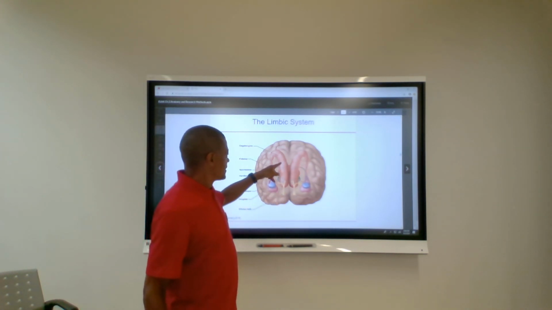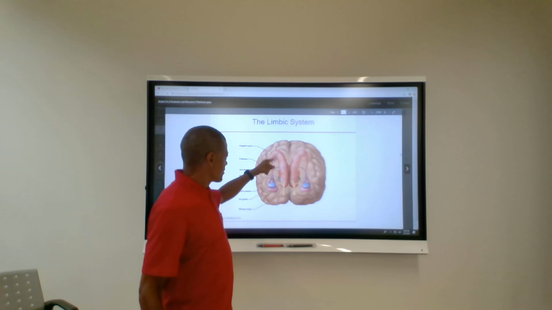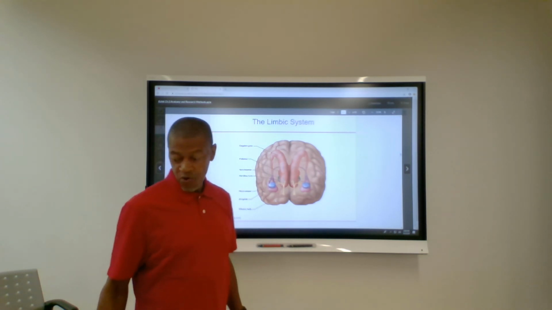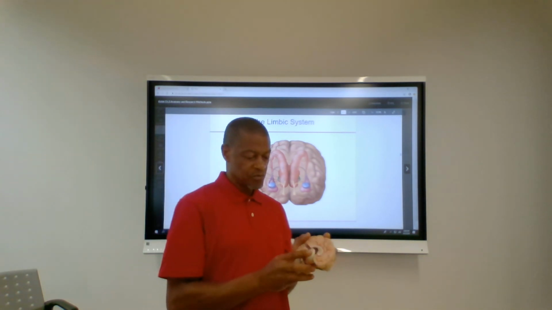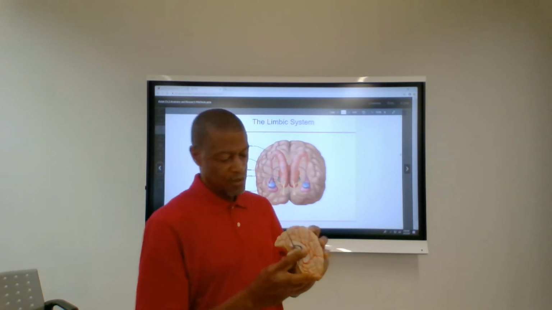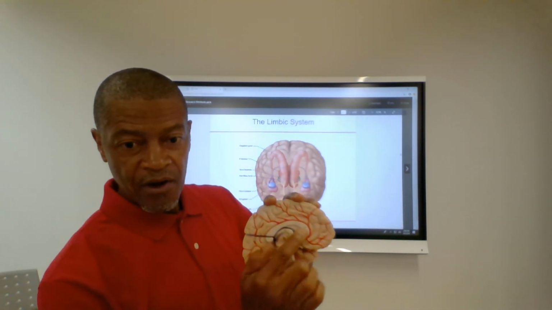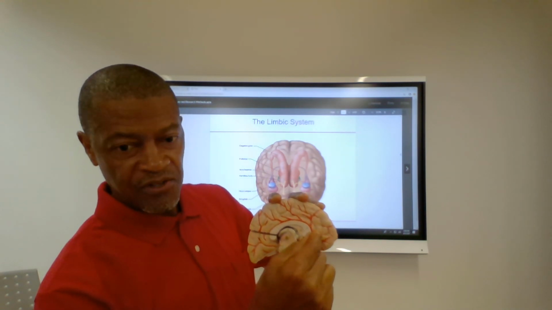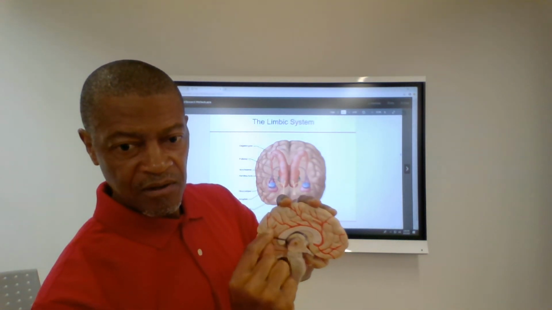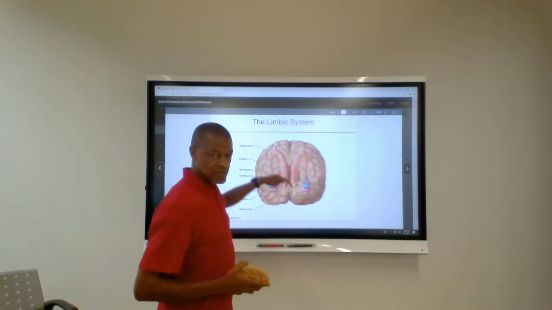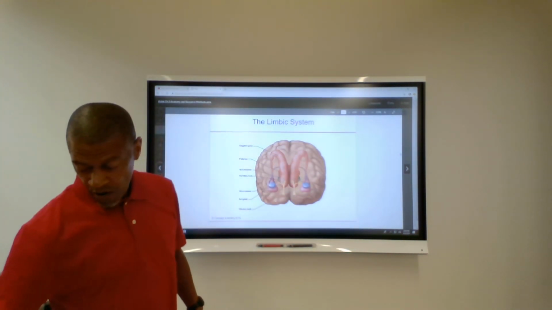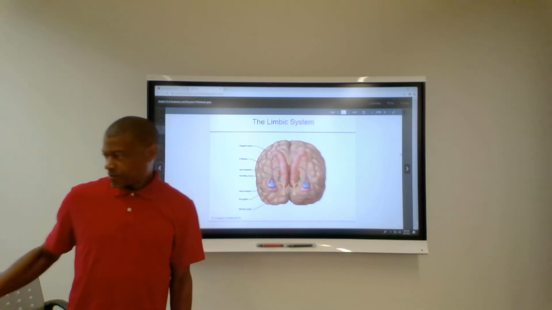So that big pink thing there is the gyrus right above the corpus callosum. I showed you the corpus callosum earlier. It's that white area there. Cingulate gyrus is the gyrus right above it. So that's what this is, cingulate gyrus. All that connected impacts your emotions.